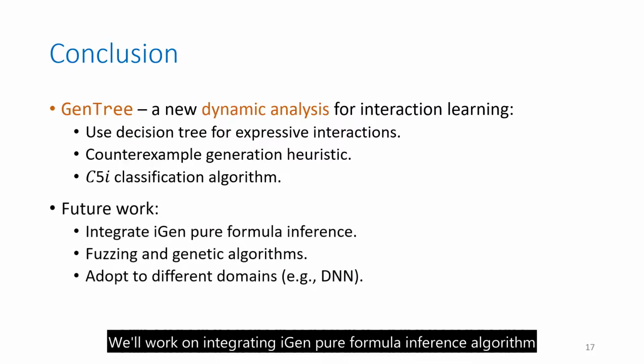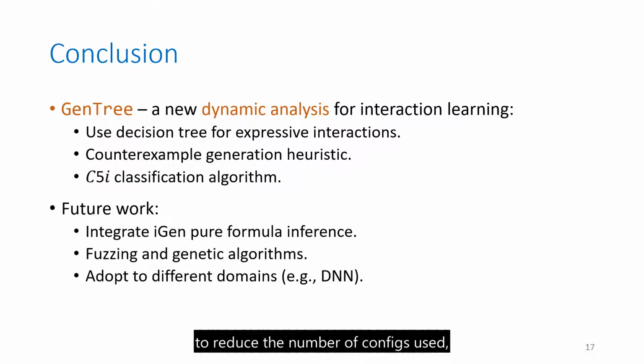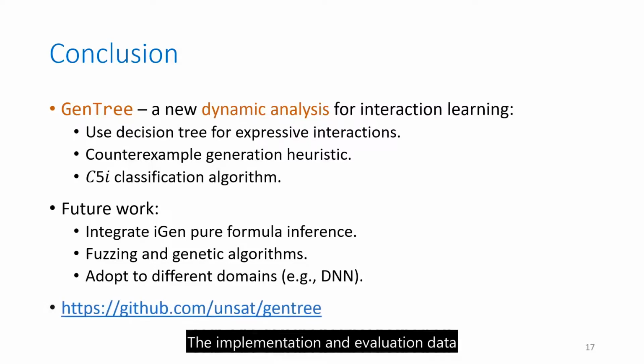We are working on integrating iGen's pure formula inference algorithm to reduce the number of configs used, applying fuzzing and genetic techniques to get better initial traces, and adapting GenTree to different domains, like learning activation patterns in deep neural networks. The implementation and evaluation data are available on GitHub.